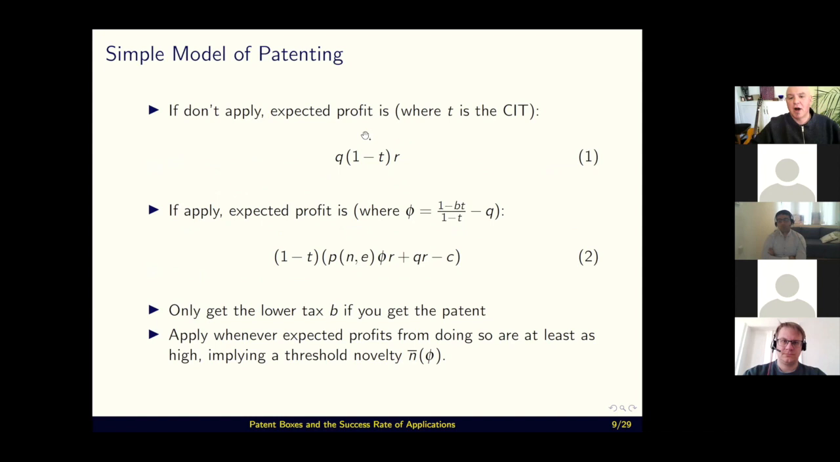If you do apply, this is the expected profit, where really the difference here is this fee term, which is the benefit of getting the application granted, which is getting rid of the probability of someone stealing your idea, and you get B times T. B is usually 1/2, so your tax rate gets cut in half. So think of this fee thing here as the benefits of applying for a patent.